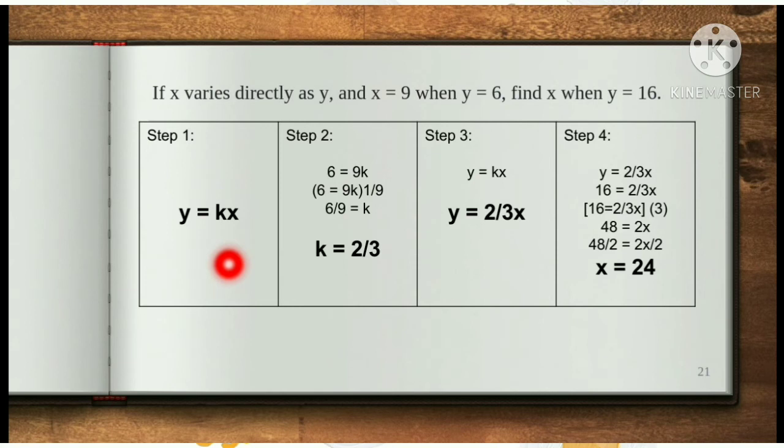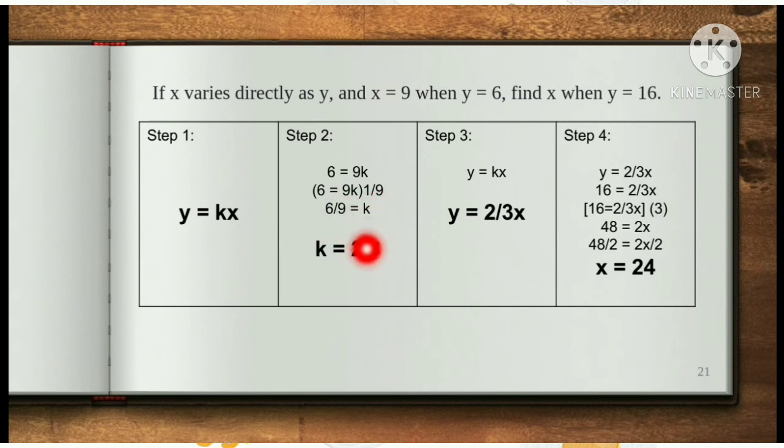Let's proceed to step 2. Use the information given in the problem to find the value of k. In this case, you need to find k when x is 9 and y is 6, right? So let us write the equation from step 1, which is y is equal to kx. We will substitute the values of y, which is 6, and x, which is 9. So the equation now becomes 6 is equal to 9k.